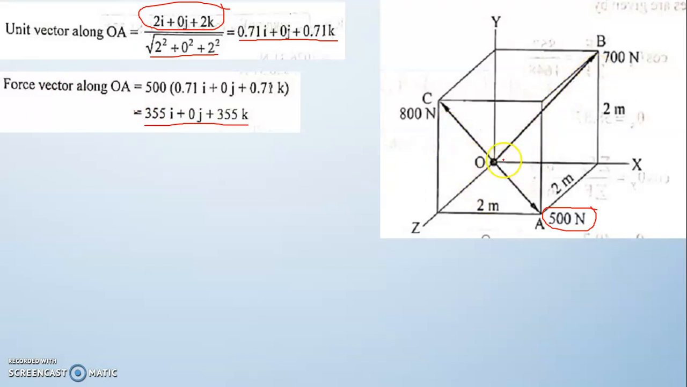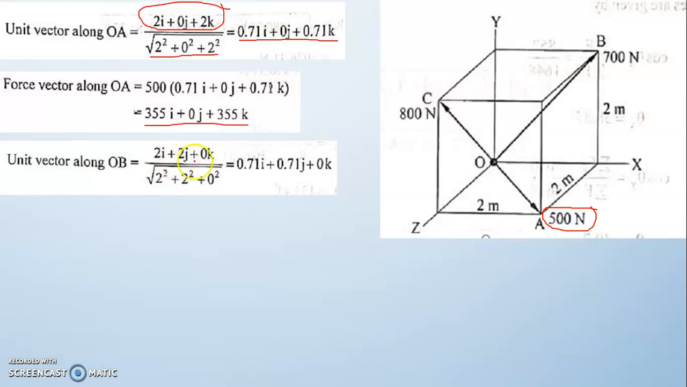For OB, along the x-axis the final position is 2 meter and the initial position is 0, so 2 minus 0 i. Along the y-axis the final position is 2 and the initial position is 0, so 2 minus 0 j. Along the z-axis the final and initial positions are both 0, because point B is in the xy plane and has no value in the z-axis. So the position vector is 2i plus 2j plus 0k.